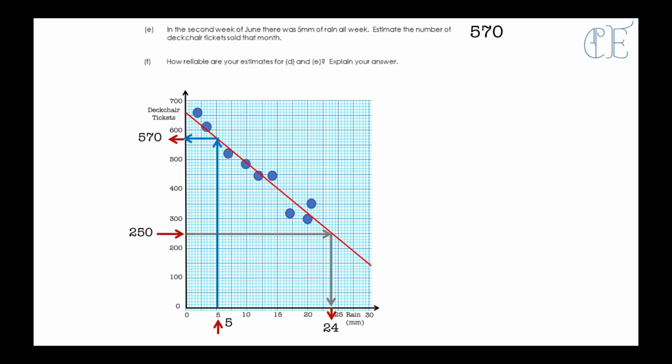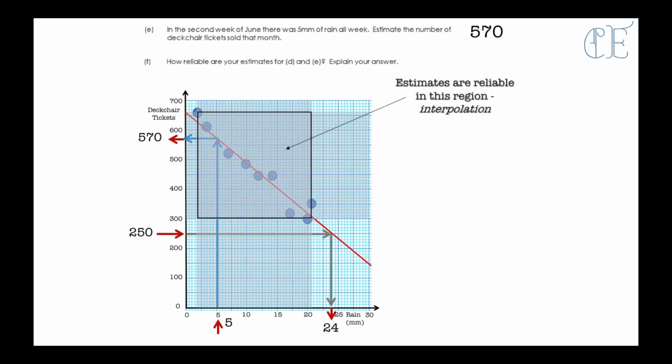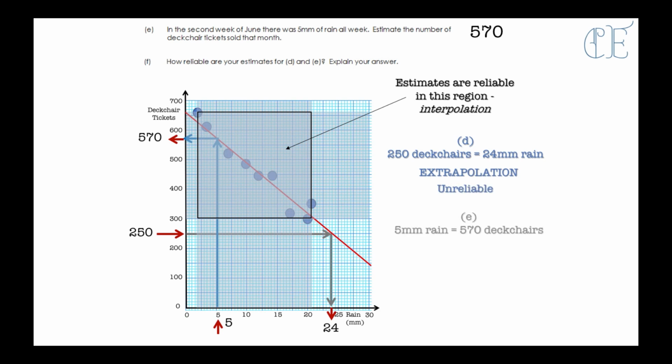But question F says, how reliable are your estimates for D and E? Explain your answer. Well, we can say that this is our most reliable section of data just there. Estimates are reliable in this region, so we can say that it is interpolation, or the data that you use is interpolated. 250 deck chairs equals 24 millimetres of rain, which is extrapolation, which is unreliable, because here we're using data that's outside of that region, whereas the 5 millimetres of rain for question E meant that 570 deck chairs were sold. This is interpolation because we used this section of the graph, which means it's reliable.